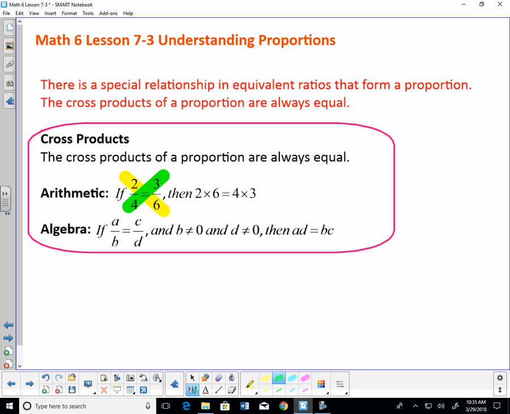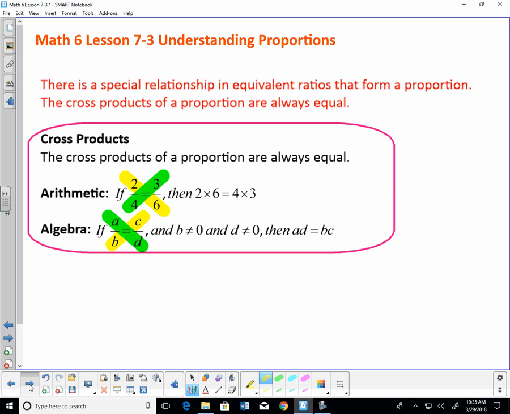In other words, in this particular example, 2 times 6 equals 4 times 3. 2 times 6 is 12, 4 times 3 is 12. Algebraically, it just means that A times D has to equal C times B, provided that B and D are not 0, because division by 0 is undefined. So how do we use this?